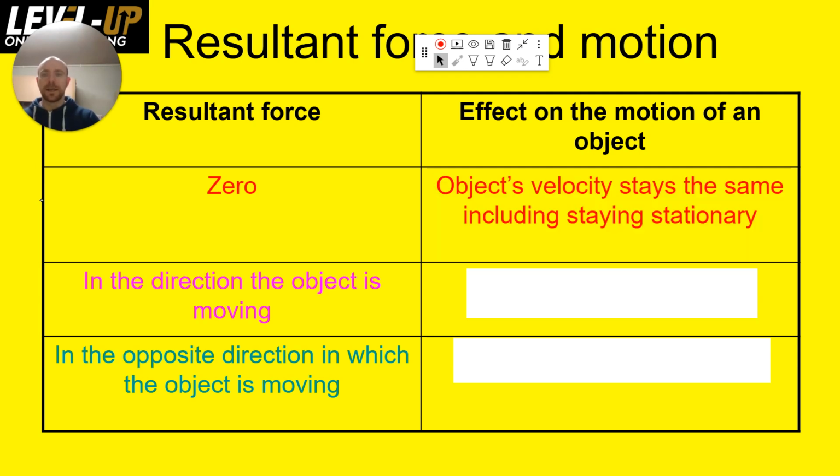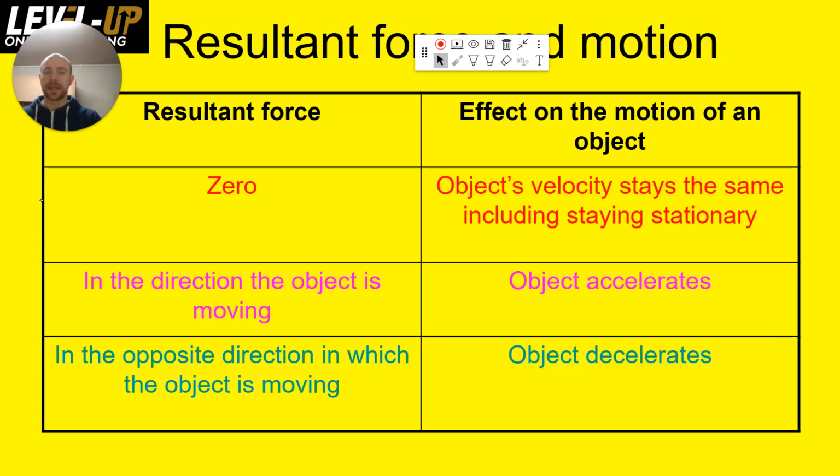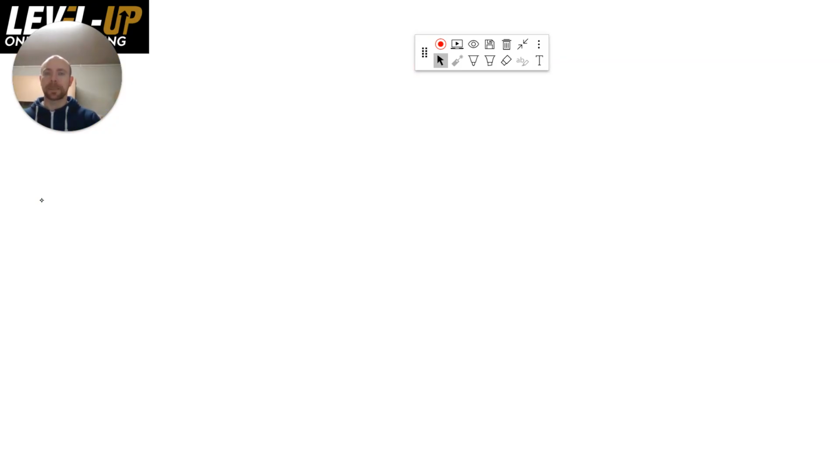And the answers: if the resultant force is zero, the object's velocity stays the same, even if it is stationary. Okay, it can keep going at a constant velocity or it will remain stationary. If the resultant force is in the direction of that movement, it's going to cause it to accelerate. If it's in the opposite direction to which the object is moving, it's going to decelerate.